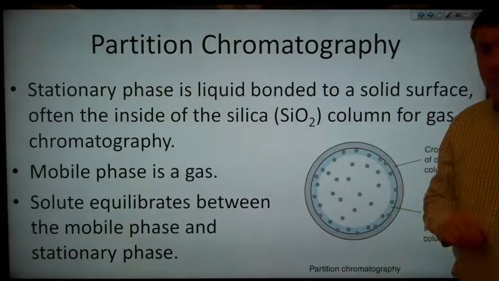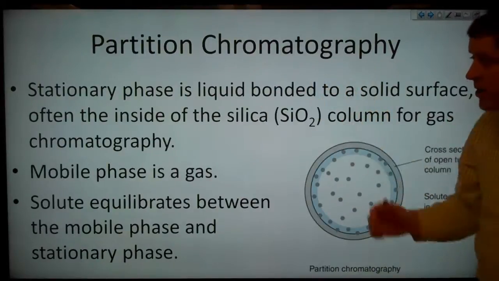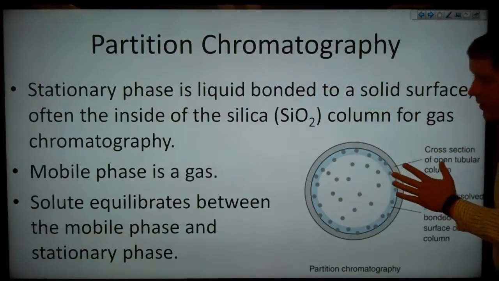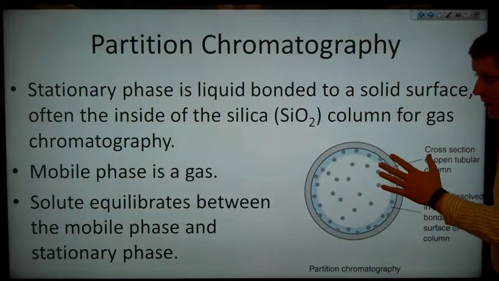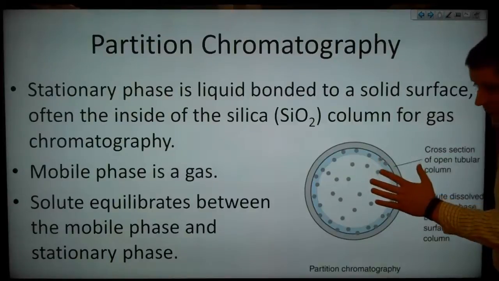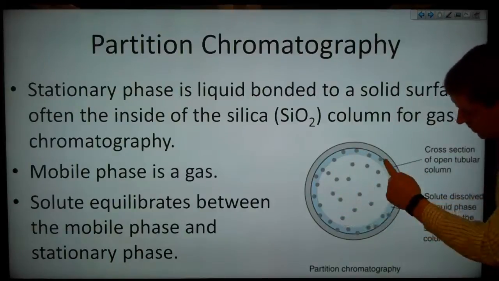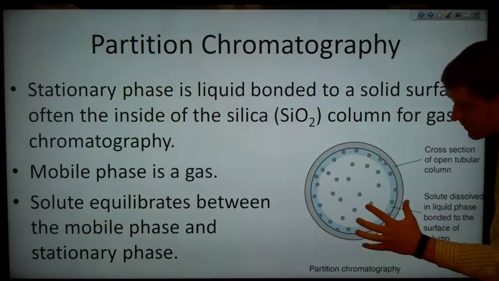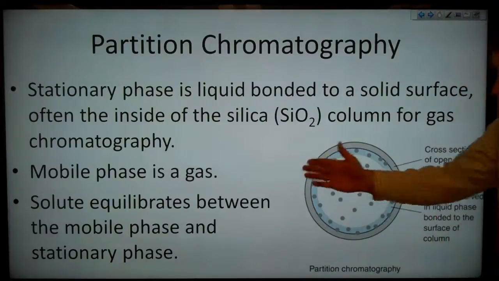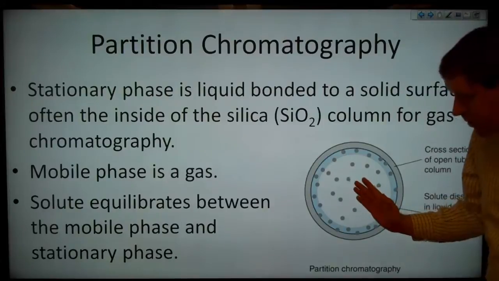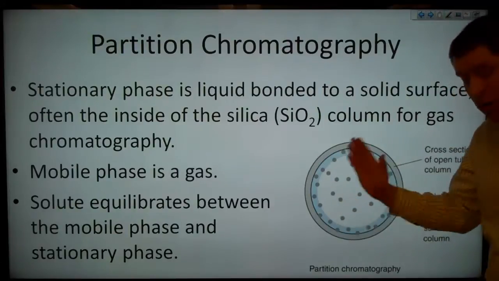In partition chromatography, the stationary phase is a liquid that's bonded to a solid surface, which is often the inside of the silica column for gas chromatography. So we've got here our stationary phase, and then down the middle is the mobile phase, and that's going to be a gas. And the solute equilibrates between the mobile phase in the middle and the stationary phase coating the walls.